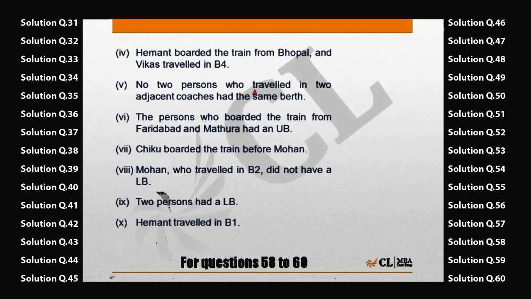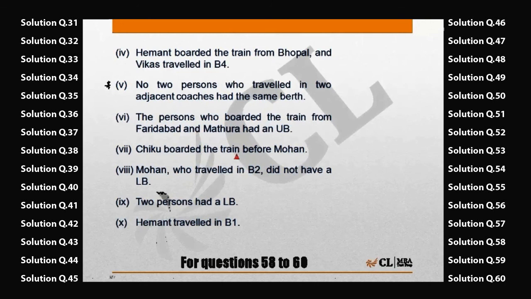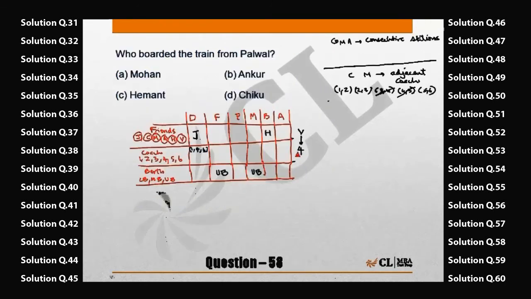No 2 persons who traveled in two adjacent coaches had the same berth. We'll come to this later. The persons who boarded the train from Faridabad and Mathura had UB. Faridabad had UB, Mathura had UB. Chiku boarded the train before Mohan.